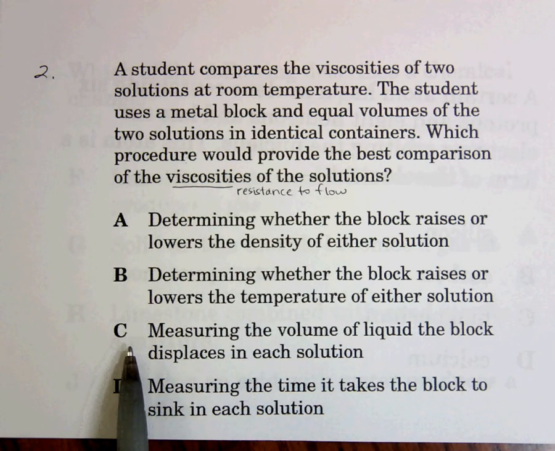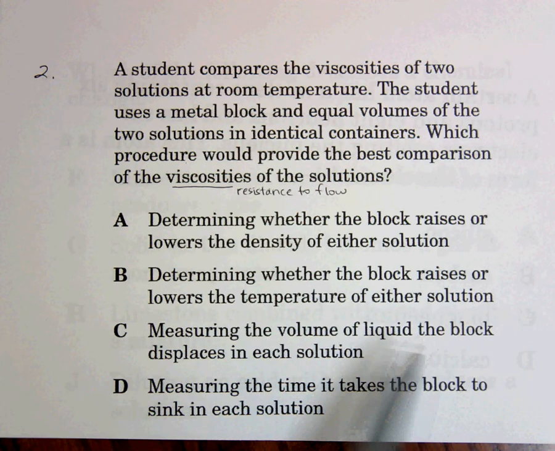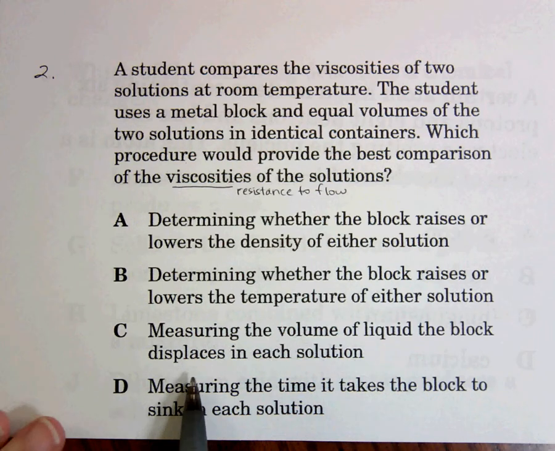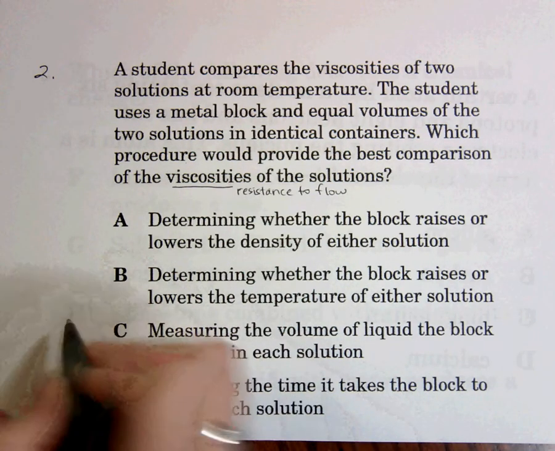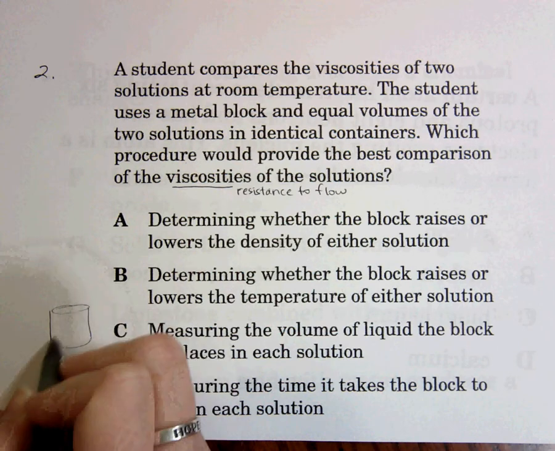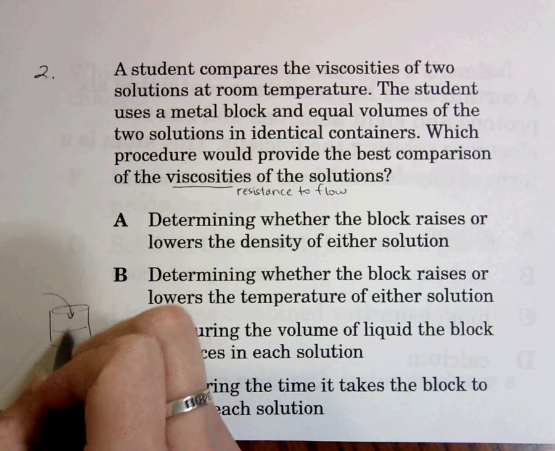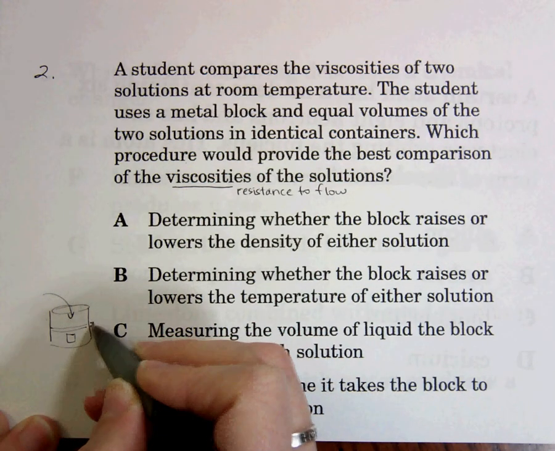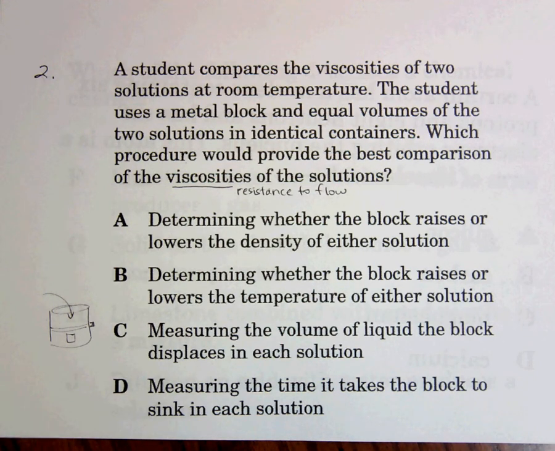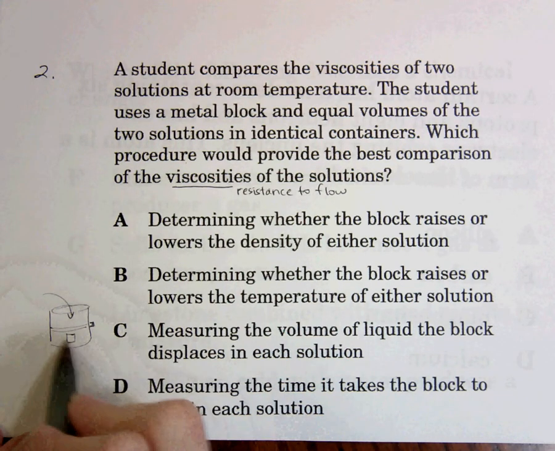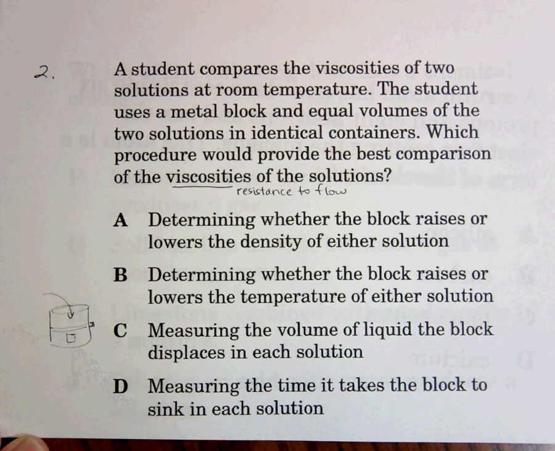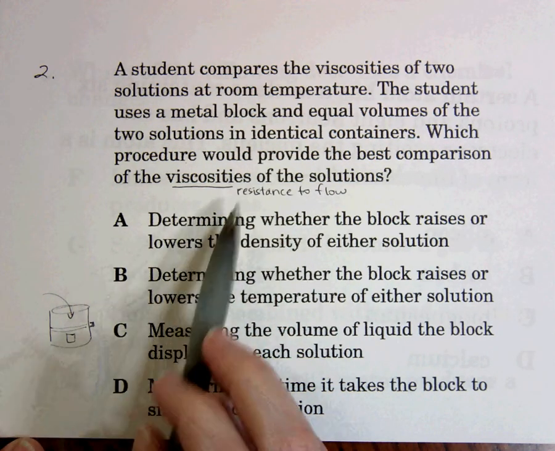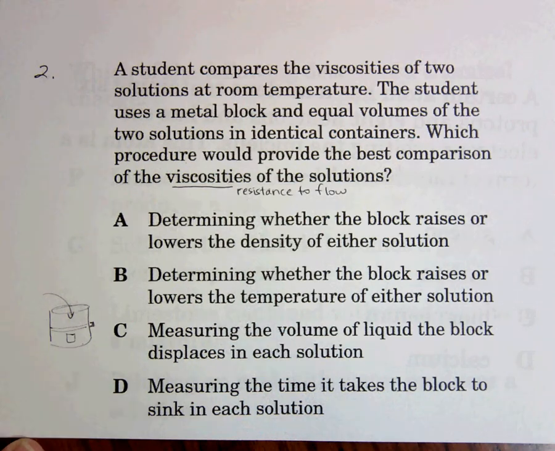So let me look at answer C. Measuring the volume of liquid the block displaces in each solution. Well, if I measure the volume of liquid the block displaces, what that means is that I have a container with my solution in it. I put the block into it and it's going to raise up. It's going to go up a little. That amount it goes up is called its displacement. How much of that liquid does it displace? What this will tell me is how much space, how much volume that block took up. It'll tell me the volume of the block, but it won't tell me how slow that substance is flowing. So that's not very helpful either.